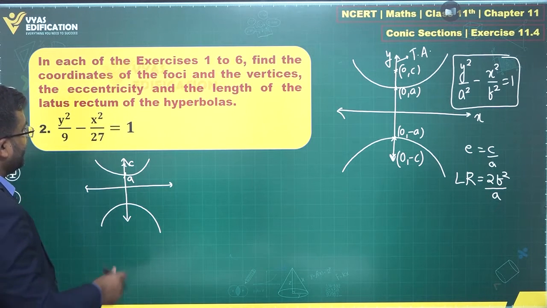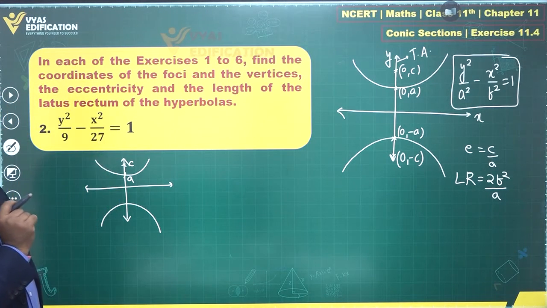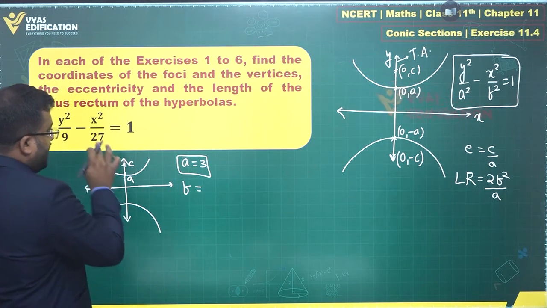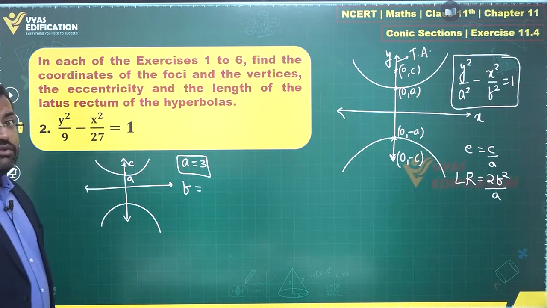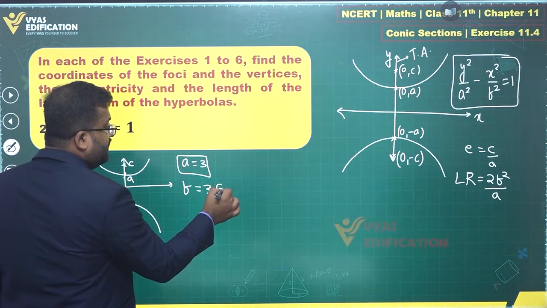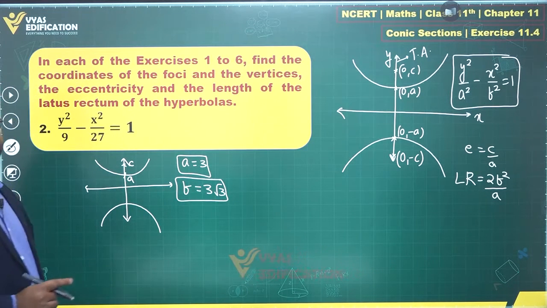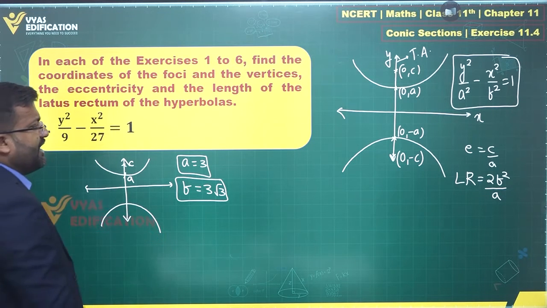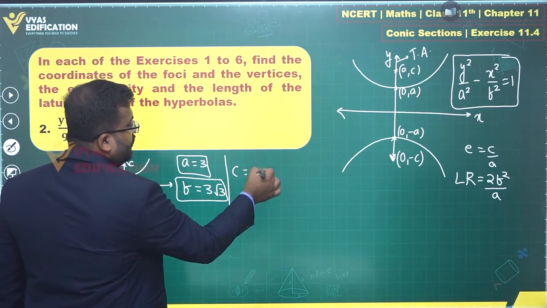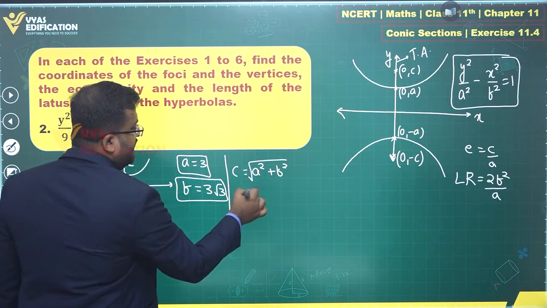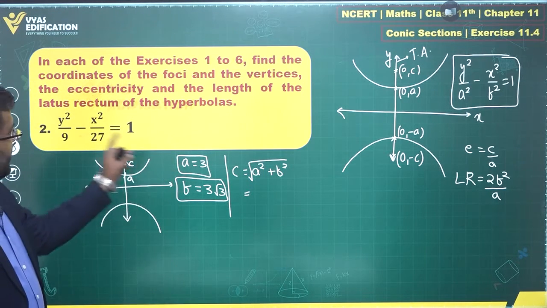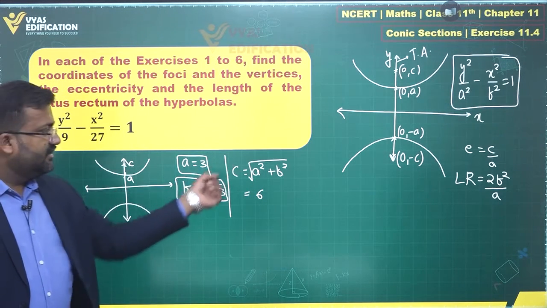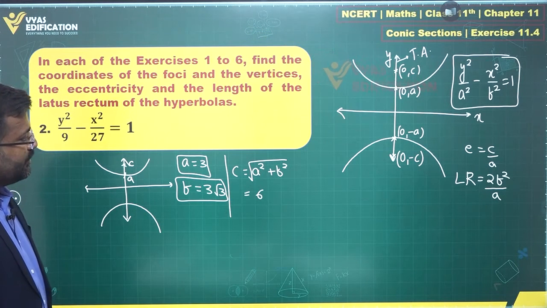From the equation directly, I can observe that the denominator of y square is actually a square. So a square equal to 9 implies a equals 3. b square is equal to 27 implies b is equal to root 27, which is 3 root 3. This is the standard form of hyperbola. With the help of a and b, I can easily find the value of c. c is equal to the square root of a square plus b square, which is root 36, which is 6. That's what you get: c equals 6.